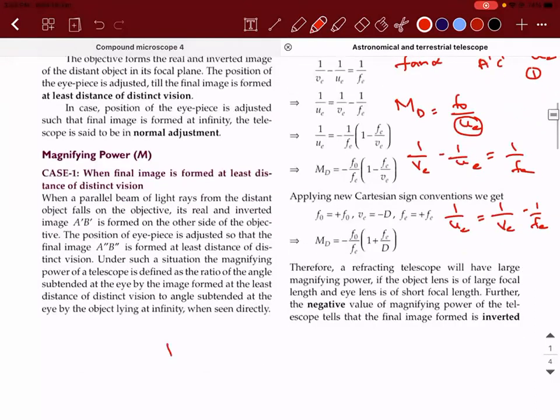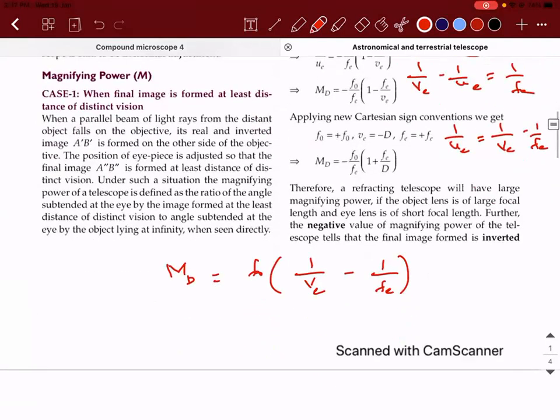So what will be the formula for MD? MD will be equal to F naught into 1 by UE. 1 by UE is minus 1 by VE minus 1 divided by FE. So if I take FE outside, F naught divided by FE into 1 minus FE divided by VE is what is going to be the magnification produced due to this lens.